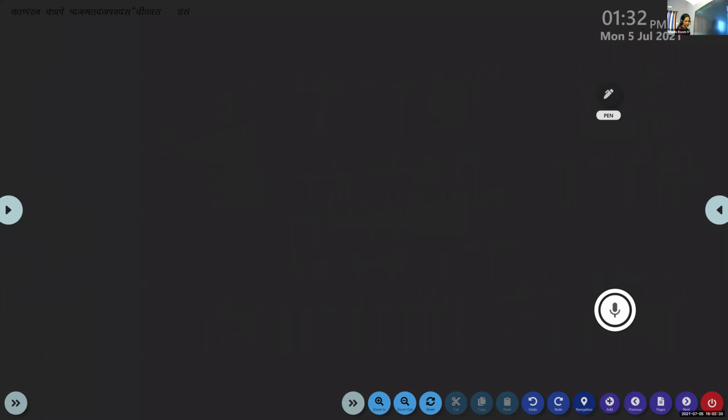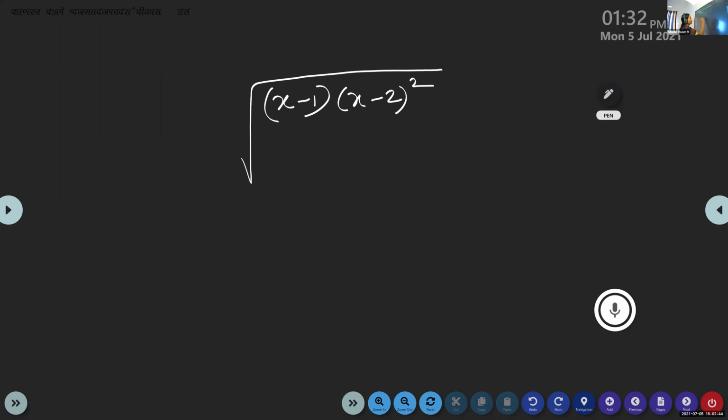Okay, now write the next one, children. Find the derivative of root of (x minus 1)(x minus 2) square by (x minus 3)(2x plus 4). Look at here. Here it is.